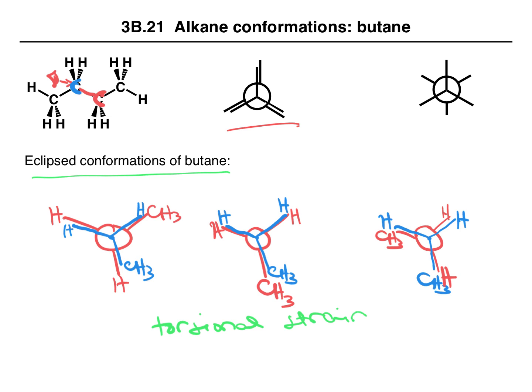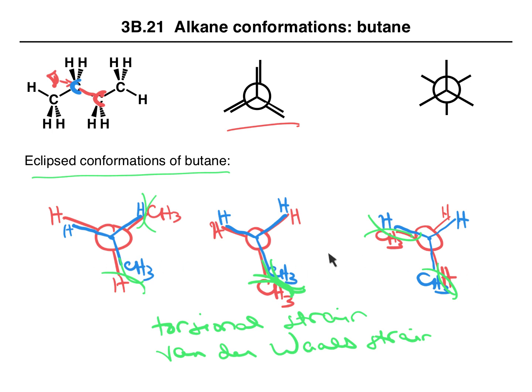In addition, this methyl group compared to this hydrogen, we're going to have some van der Waals strain. Here we also have some van der Waals strain. Here, where our methyl groups are eclipsed on each other, we're going to have a ton of van der Waals strain. Now, there isn't a specific name for these.